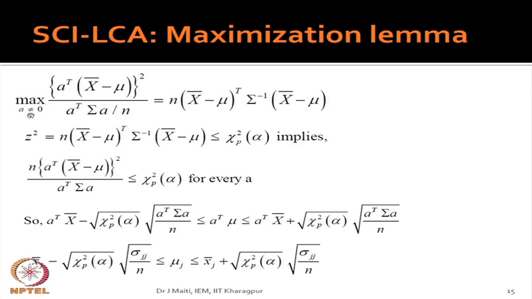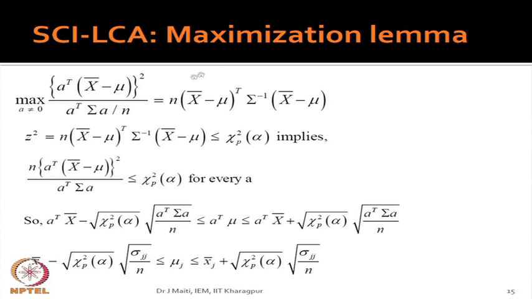But please remember that for non-zero A, the maximum value of A transpose x bar minus mu, squared, divided by this, is nothing but the z, that is A transpose x bar minus mu by the square root of A transpose sigma A by n, the whole square. So, that is z square. So, z square follows this quantity. Now, all of you know what the distribution of this is. What is the distribution of this? Chi-square distribution. We will discuss this in the next class, we will continue. Okay.